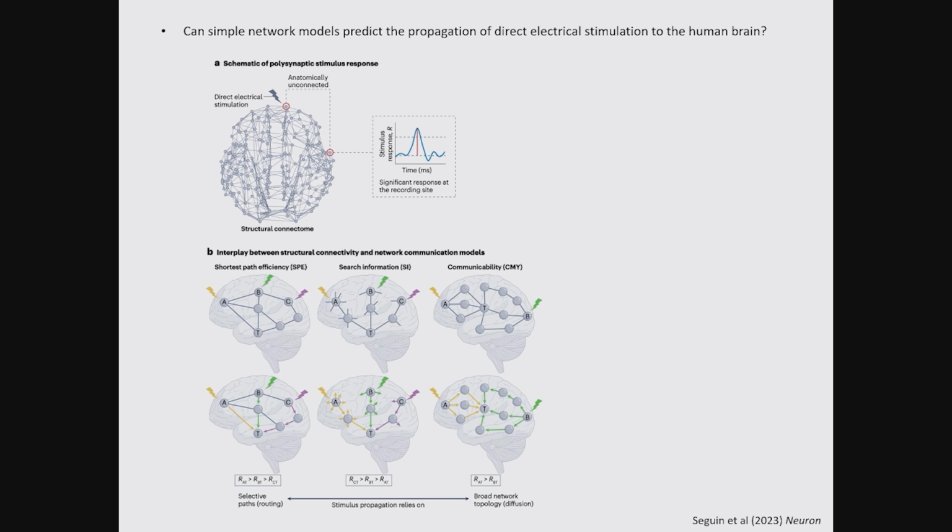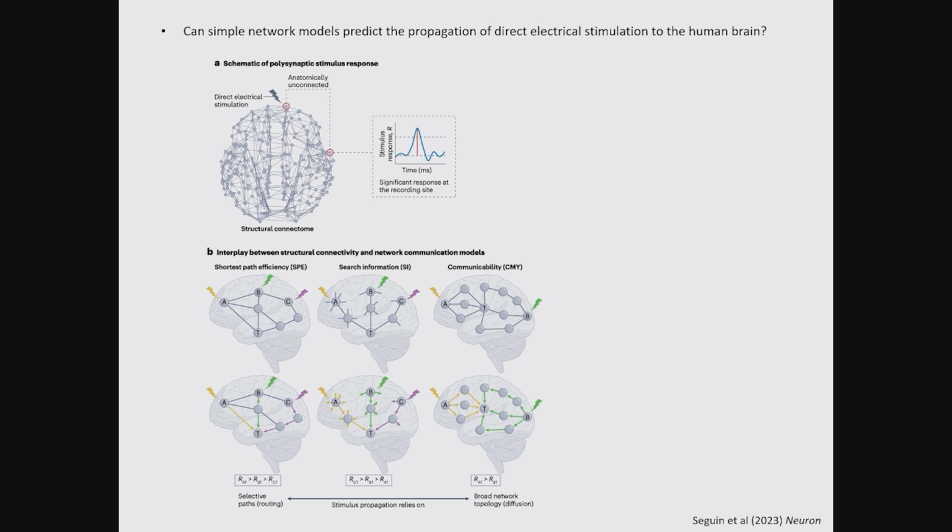Okay. Now we move on to this idea of search information. In this case, if you notice, A, B, and C have the same shortest path to the target. They're all 2 hops away in the network. What's different here is that the connectivity profile along the path is different. The path starting from A is filled with regions with lots of connections to the rest of the network, whereas the path starting from C has very few connections to the rest of the network. So this model measures diffusion of signal along the shortest path.